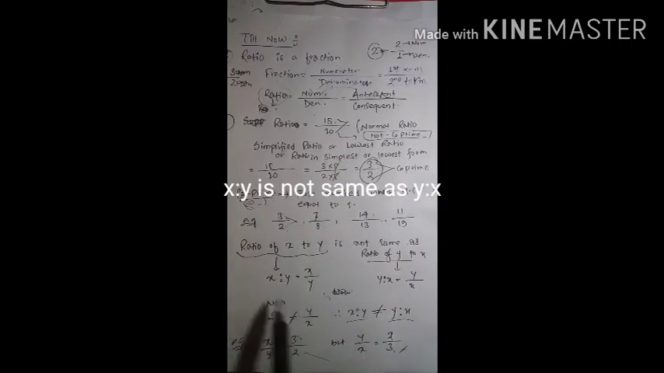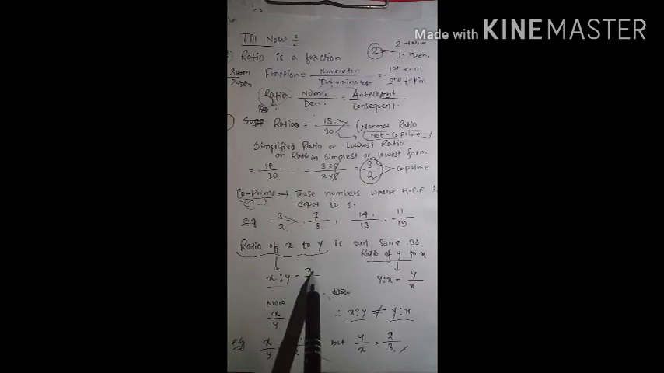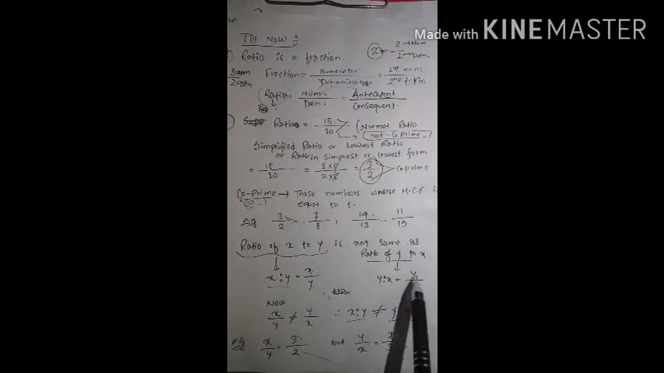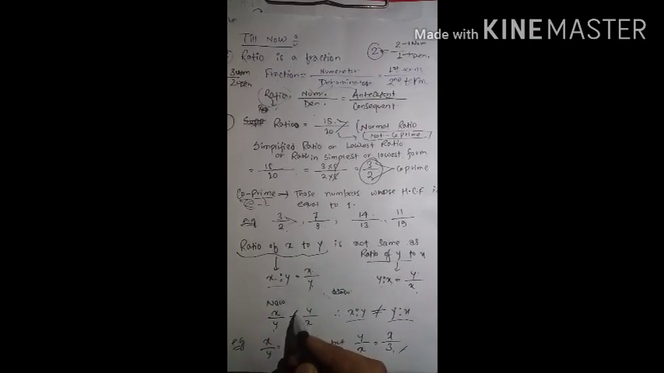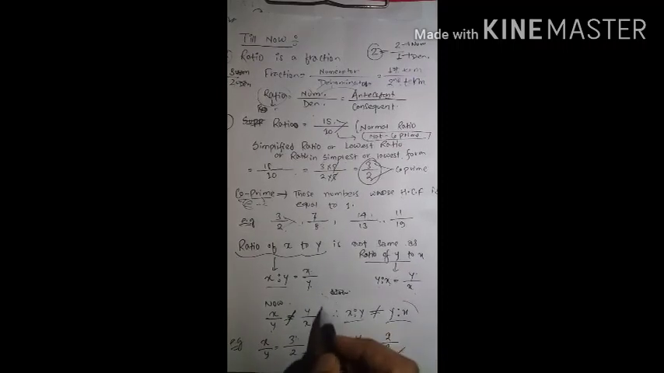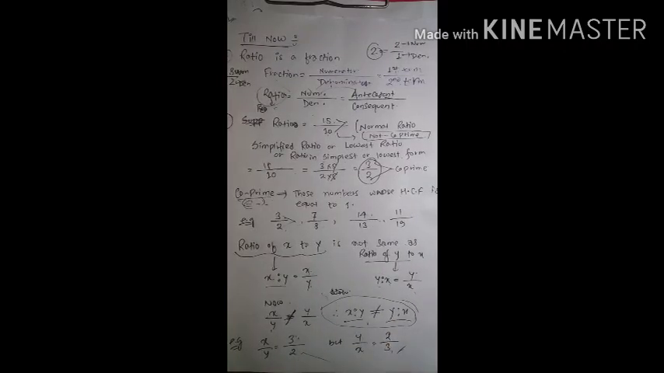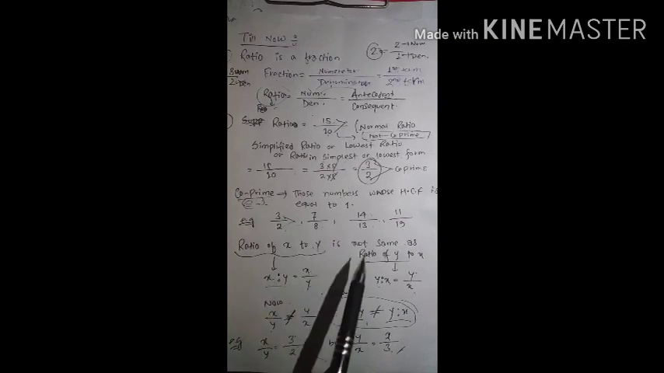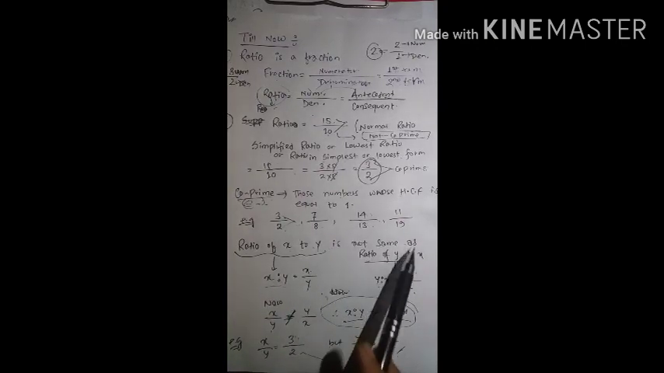For example, x is to y can be written as x by y, and y is to x can be written as y by x. Now is x by y equal to y by x? It is not equal. So therefore this condition is also correct. So we can say that ratio of x to y is not the same as ratio of y to x, or we can say that x is to y is not equal to y is to x.